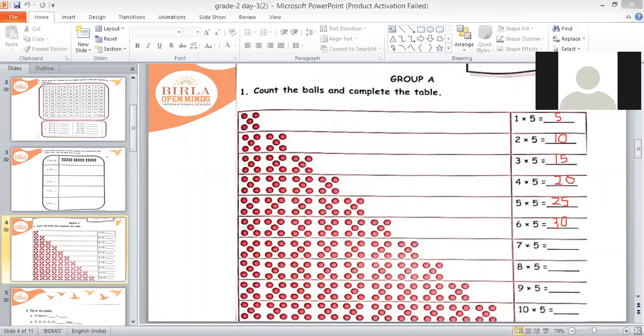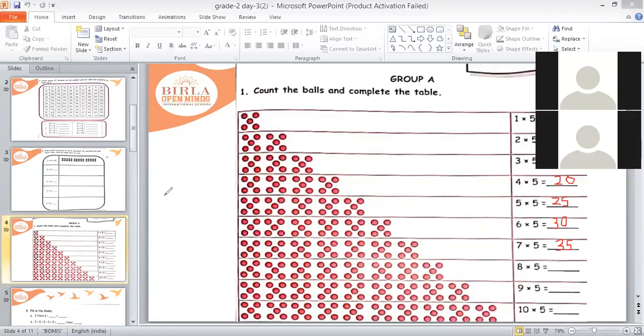Okay. Manvit. Yes, next one. Seventh one. How many balls are there? 35. Very good. Very quick. So we'll write here 35. Okay, that's correct. Yes, ma'am. Next one. Eighth one. How many balls are there? 40, ma'am. Very good. 40 balls are there. So we'll write here 40. Okay.